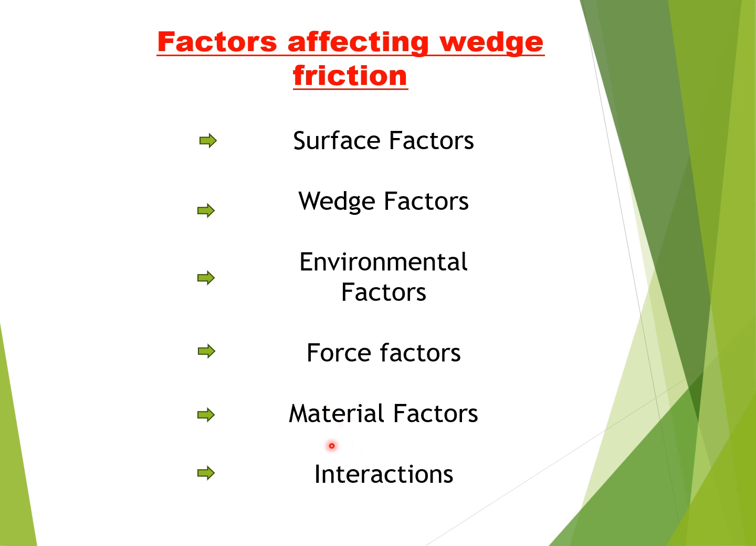Next come the material factors. Metals such as steel typically have lower friction coefficients. Non-metals, for example wood, may have higher coefficients due to surface roughness. Surface finish. Smooth surfaces reduce friction while rough surfaces increase it.